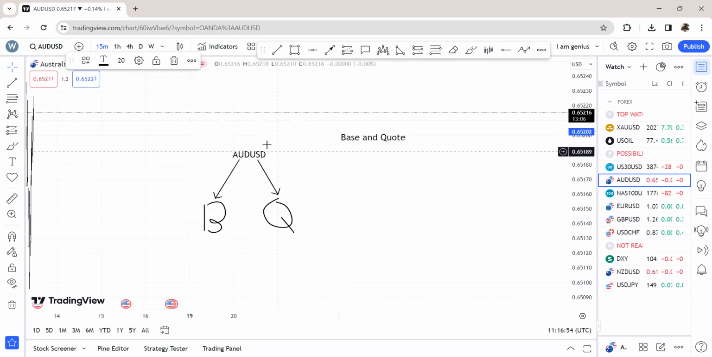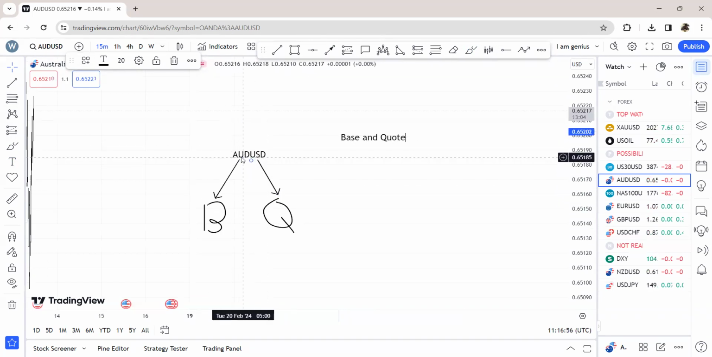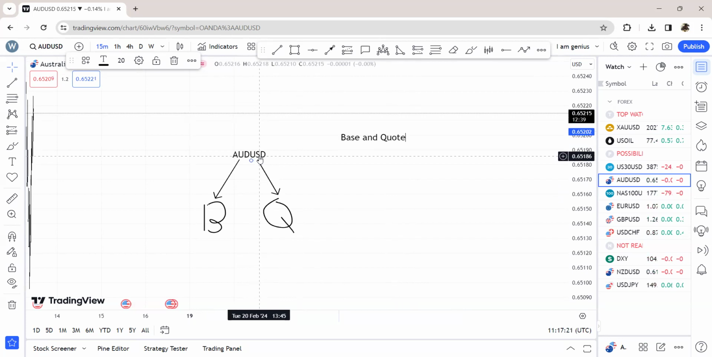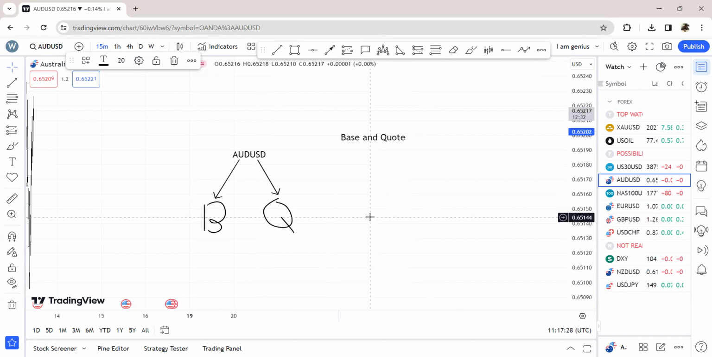If you have any given currency pair, in this instance we have the Australian dollar with the US dollar. The base is going to be the first currency in a given pair, so in this case it's the Australian dollar. Then the quote is going to be USD. Why? Because a quote is always the second currency in a given pair. Now I'll come back to the importance of this.